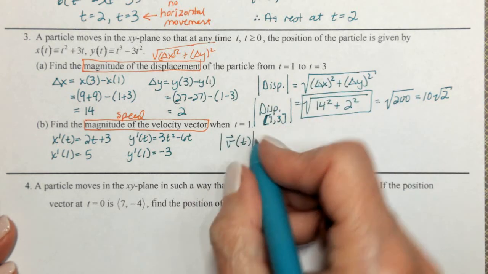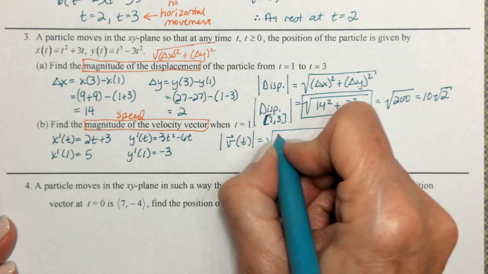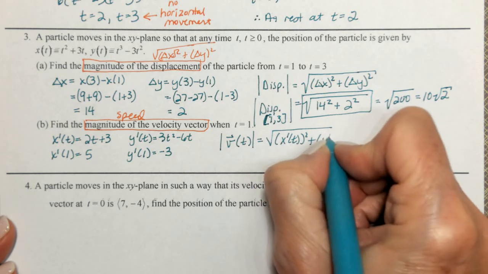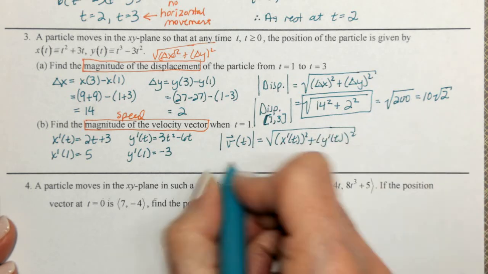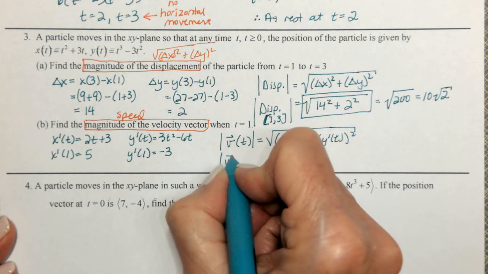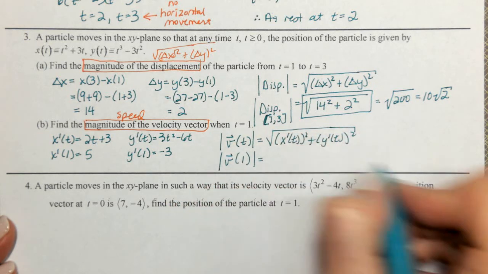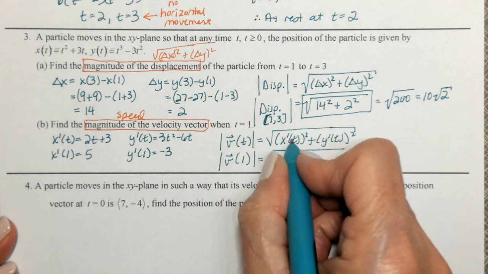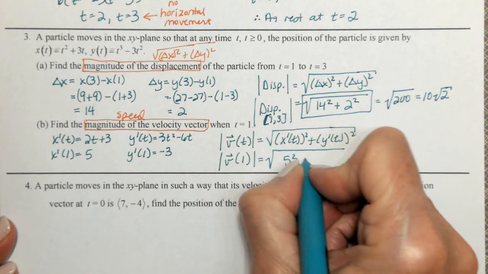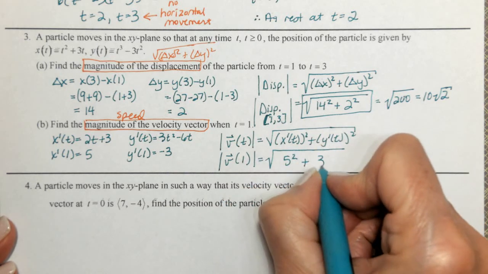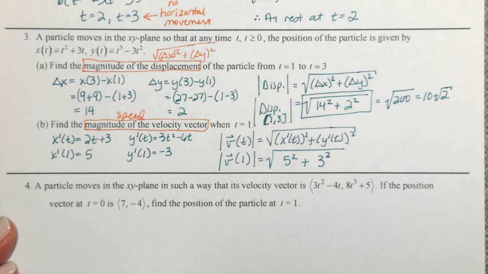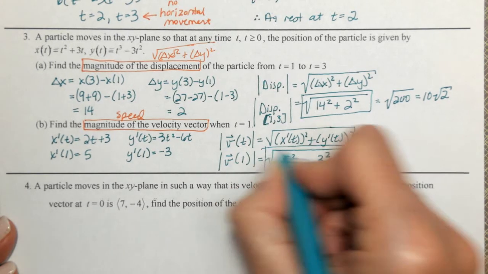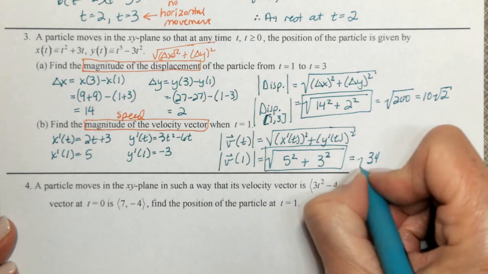The magnitude of the velocity vector in general is the square root of x prime of t squared plus y prime of t squared. And now we're plugging in 1 for t. So if we're plugging in 1 for t, x prime of 1 is 5. y prime of 1 is 3. 25 plus 9, that would be a safe stop spot. 25 plus 9 is 34, so square root of 34.